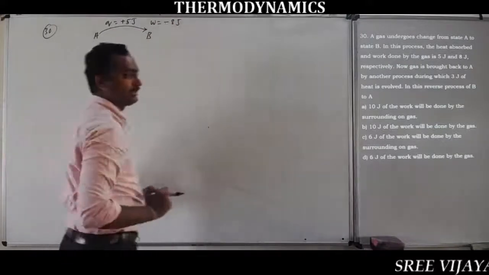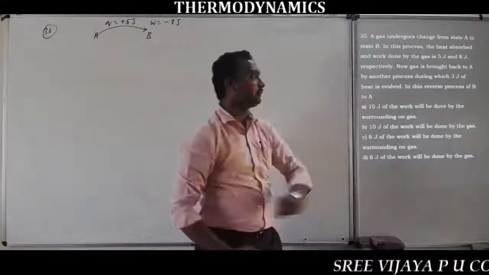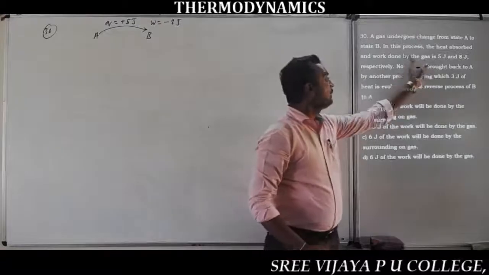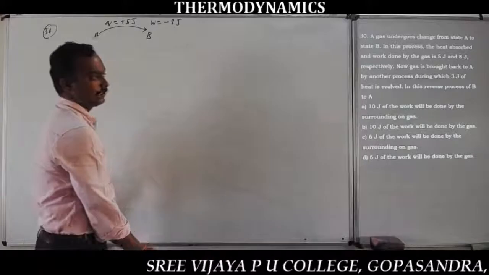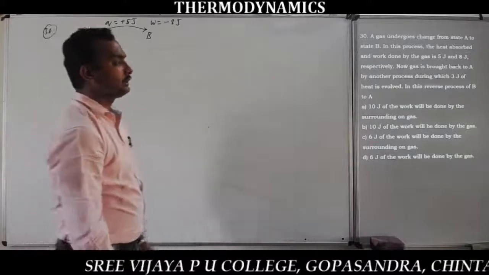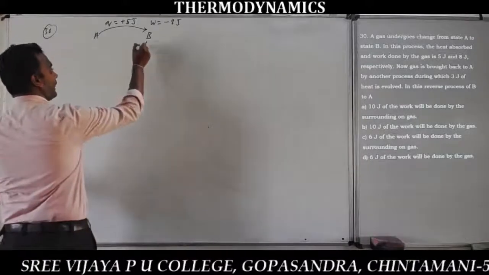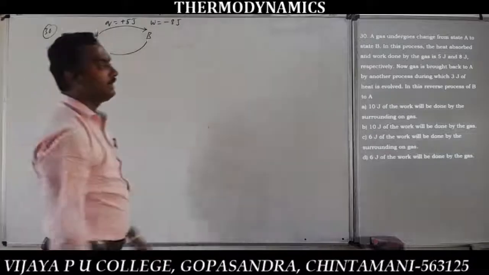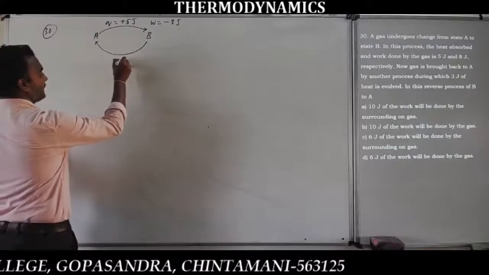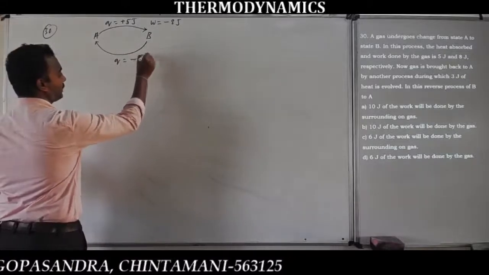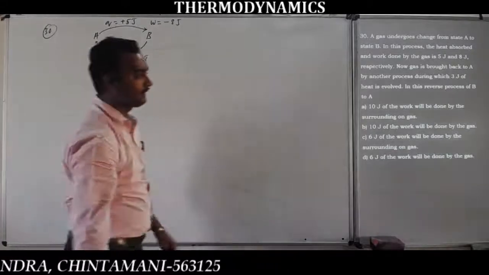Why minus, sir? Work done by the system. Here the system is the gas. He says work done by the gas, so the value must be minus 8 joule. Now the gas is brought back to A by another process, during which 3 joule of heat is evolved, so Q is equal to minus 3 joule. That is evolved.